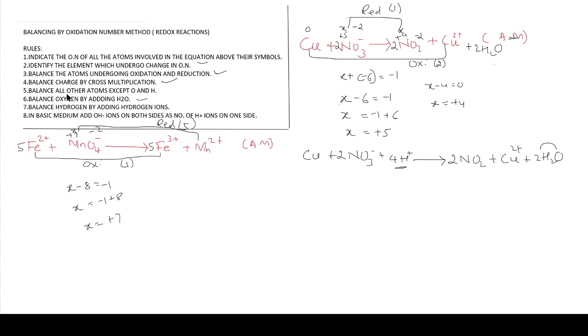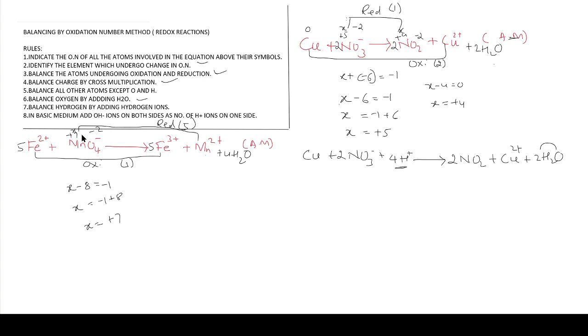So this is done, and after that balance all other atoms except oxygen and hydrogen. Yes, you could see iron has got balanced here, manganese 1 and 1, only oxygen remains. For balancing oxygen, you know very well what we'll have to do: we have to add water molecules. Here you could see the 4 oxygen, but there is no oxygen here, so directly plus 4H2O, right? Now you could see the oxygen has been balanced, 4 oxygen here and 4 here.